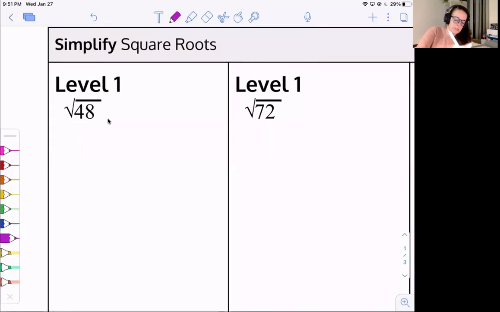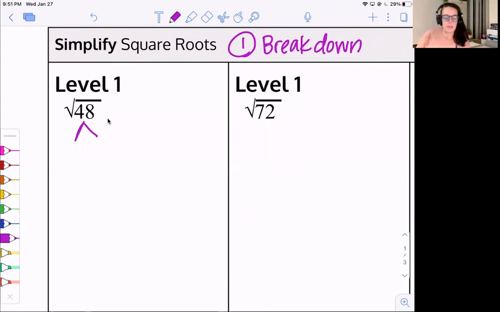level 1, we're going to start by breaking down the number. Right? What do I mean by breaking down? I mean, take the number and say, what multiplies to get 48? What are the factors of 48? You can use whichever ones you want. You can use 1 and 48, not that helpful. 2 and 24. You could use 3 and 16. You could use 4 and 12. 6 and 8. Let's do 6 and 8.